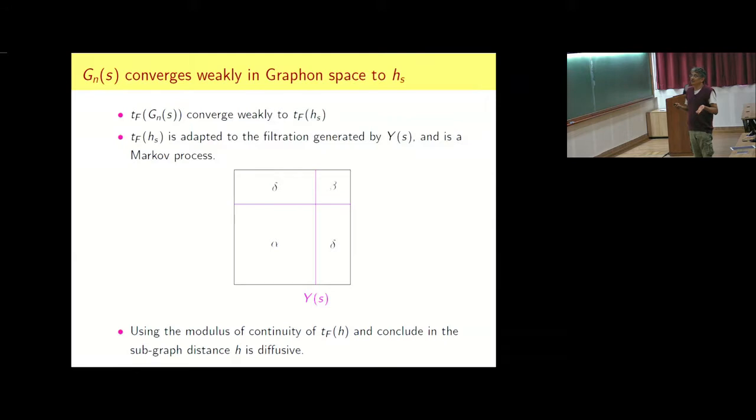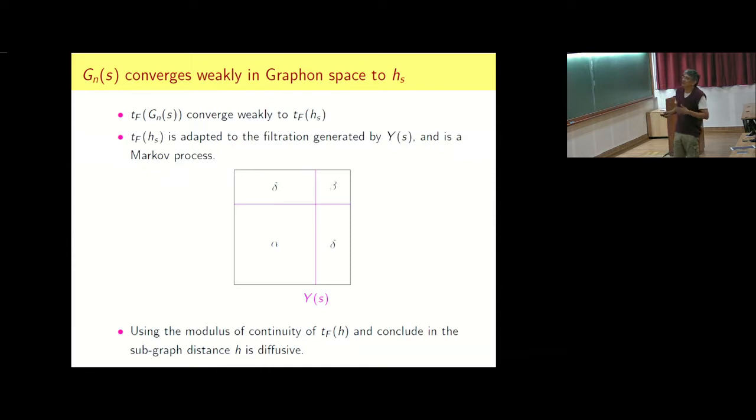Then you also know that the processes are all adapted to the filtration of Y_s, because Y_s alone determines how this H_s looks. That comes for free. And whatever modulus Y_s has is transferred to t(F, H), and that is transferred to H. So you get a diffusion on the Graphon metric space by this idea.